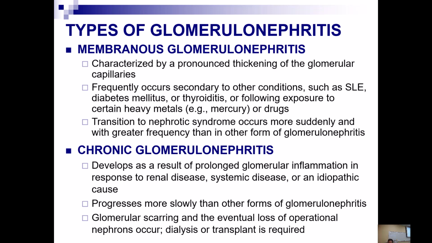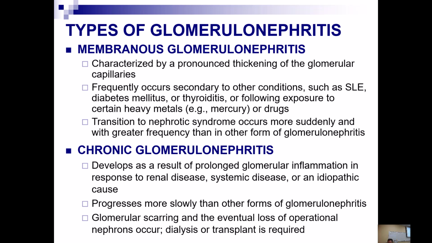Membranous glomerulonephritis is characterized by thickening of the glomerular capillaries. This is often secondary to things such as lupus, diabetes, thyroiditis, or following exposure to heavy metals. And I remember we've talked several times, heavy metals being really, really bad for the glomerulus. So that's what we're seeing in this situation. Oftentimes, this membranous glomerulonephritis can transition to nephrotic syndrome more suddenly and more often than other forms of glomerulonephritis.